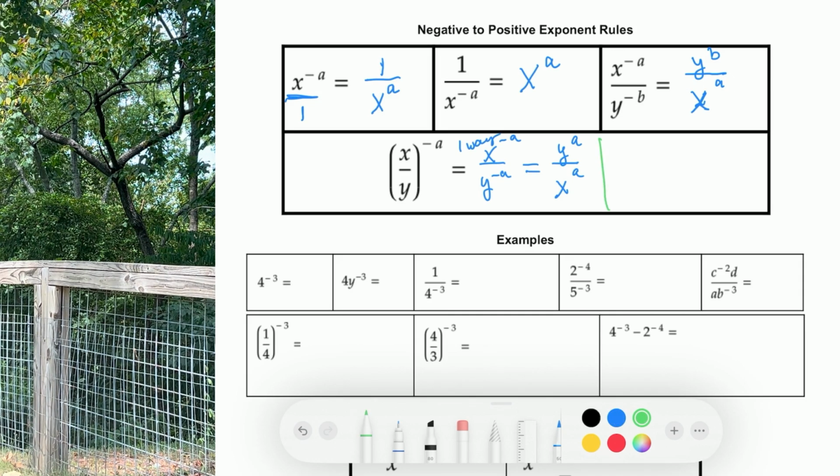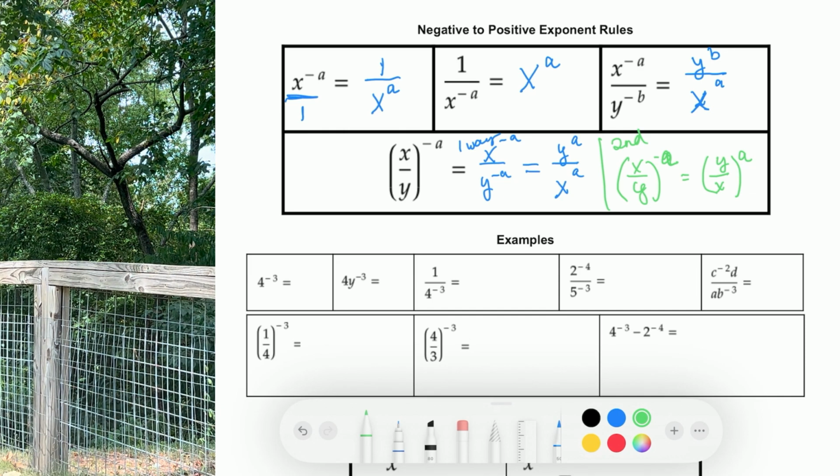The other way is if we understand this rule, then we can say, okay, I know that if I flip my fraction, my exponent is going to become positive. So I'm going to rewrite this part just so I can show you the comparison. If I go ahead and flip my fraction, I can go ahead and make my exponent positive. Then I just distribute, and I end up with y to the power of a over x to the power of a. And we end up with the same answer that we had over here.